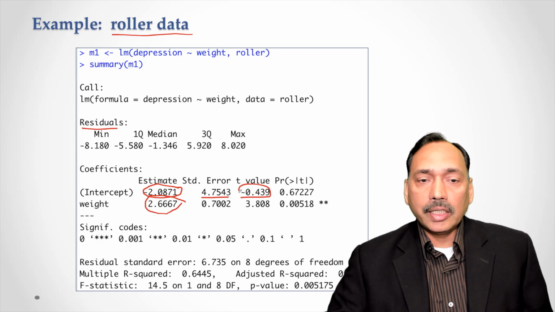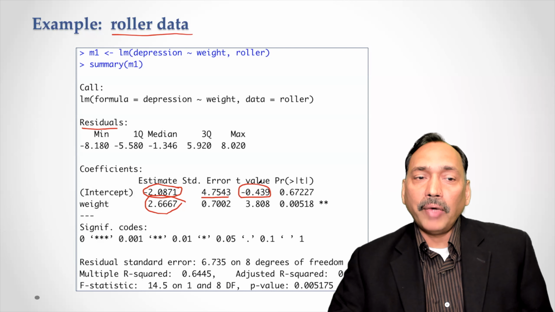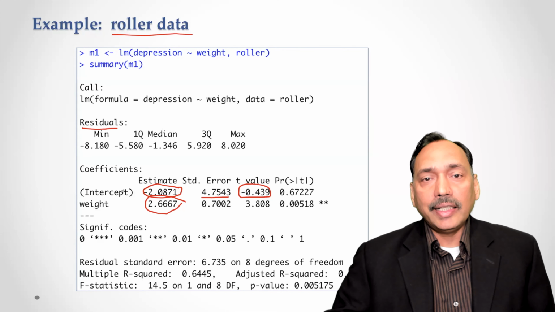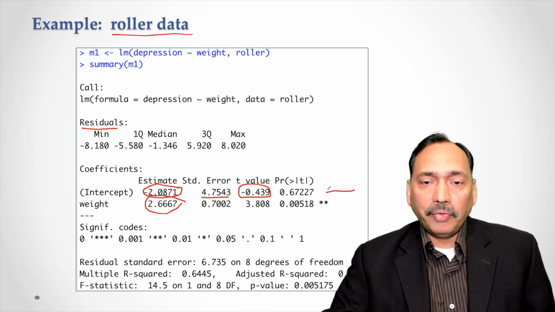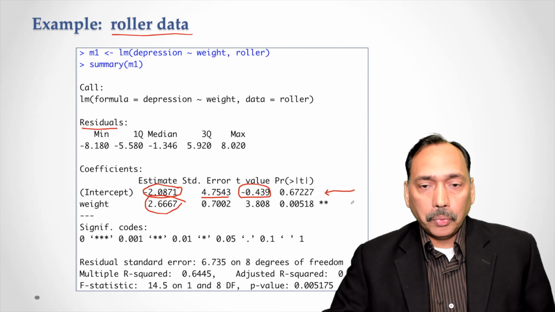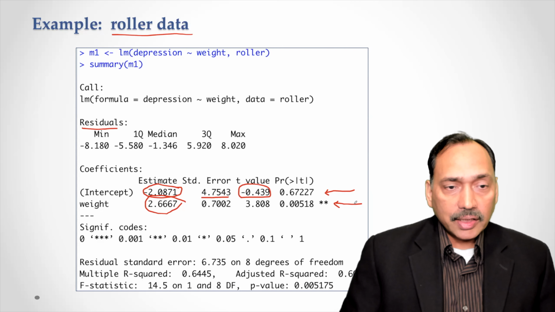It uses t-distribution basically so that we can do a t-test and find out whether the intercept term is statistically significant or not. So clearly, based on p-value, we find that actually intercept is not statistically significant, but weight is statistically significant.